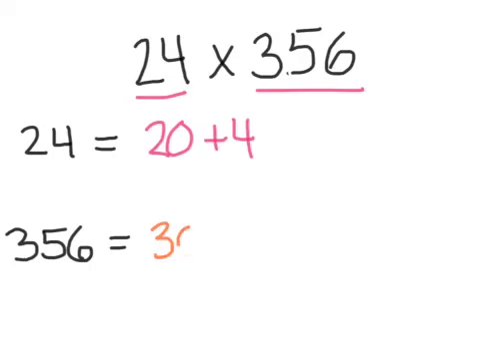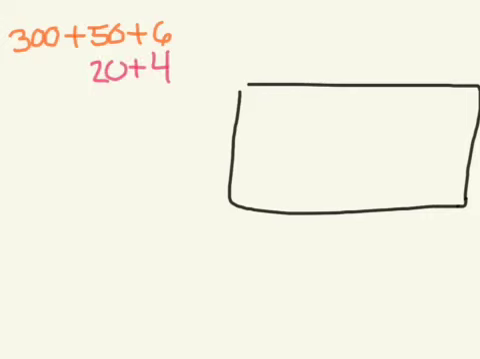356 becomes 300 plus 50 plus 6. All right, 24 and 356. There they are. There's the box. So let's go ahead and do these as we would any other way. I have 356, and the other one was 24. So I like to take the bigger number and put it on top.